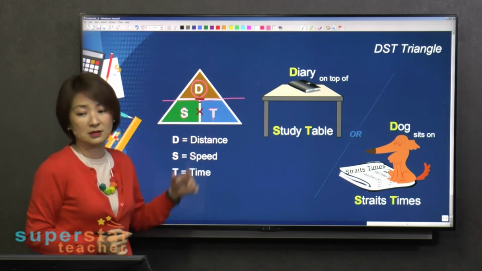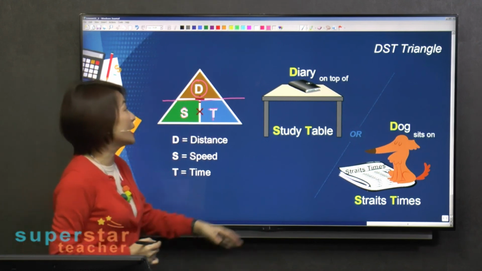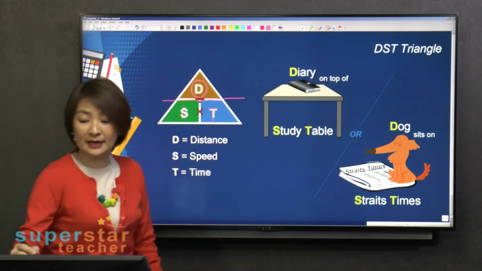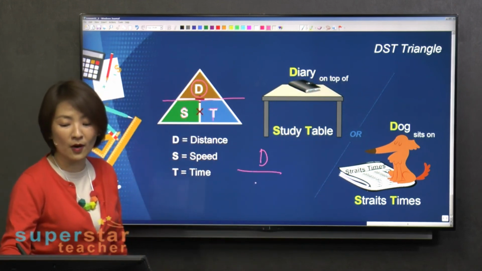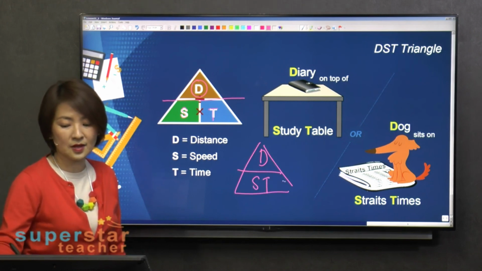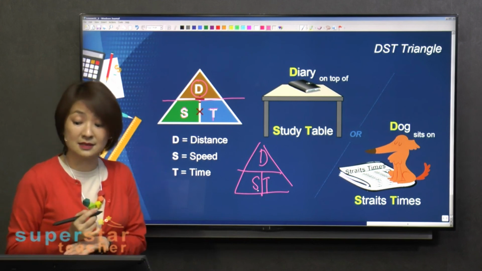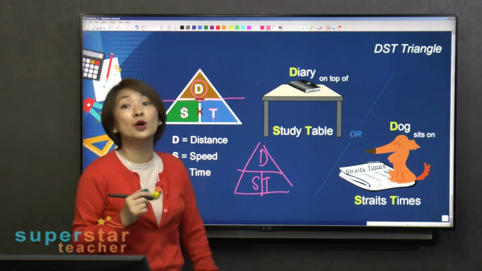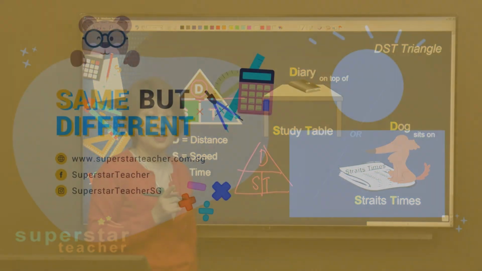Now, if you don't like dogs, never mind. You can have diary on top of study table. Diary on top of study table. Can you see that? You'll end up with this triangle as well. And then once you have this triangle, just cover, you will be able to work on it. Okay?